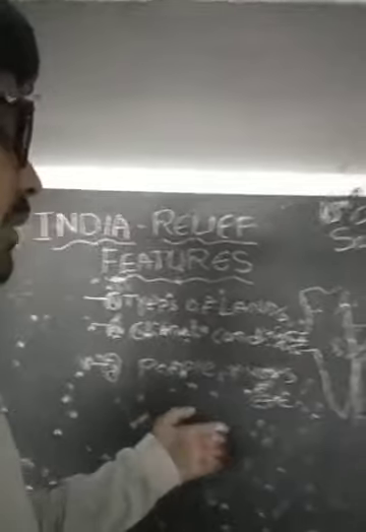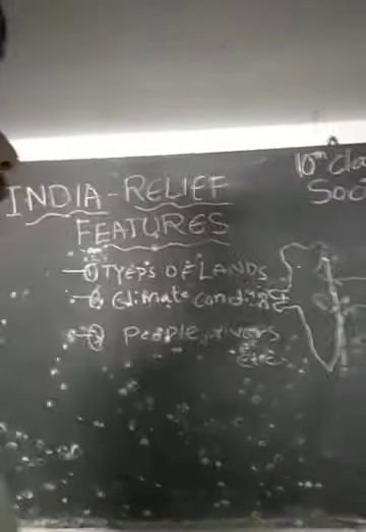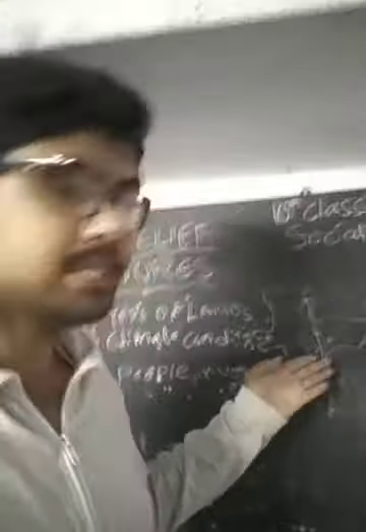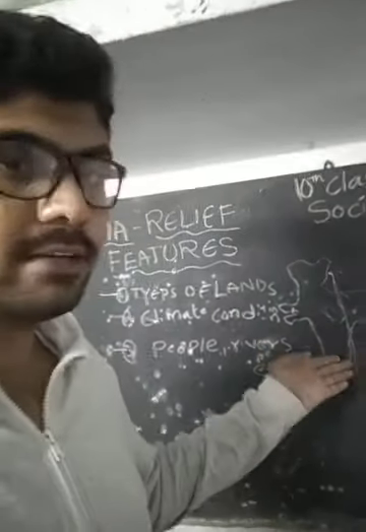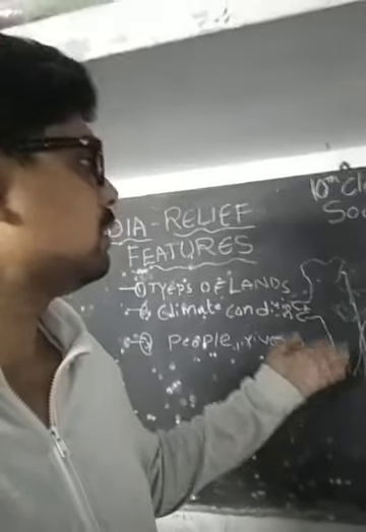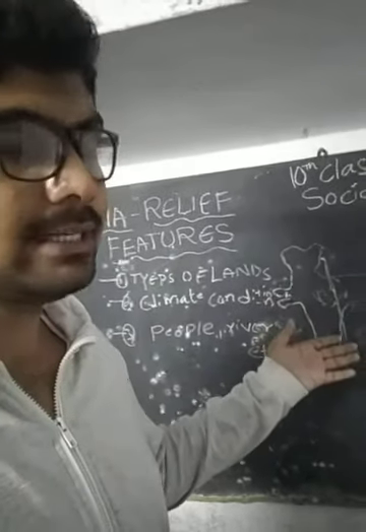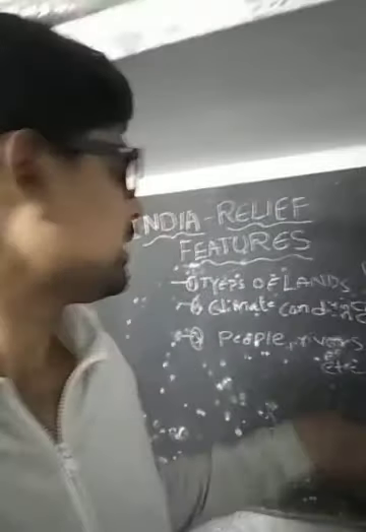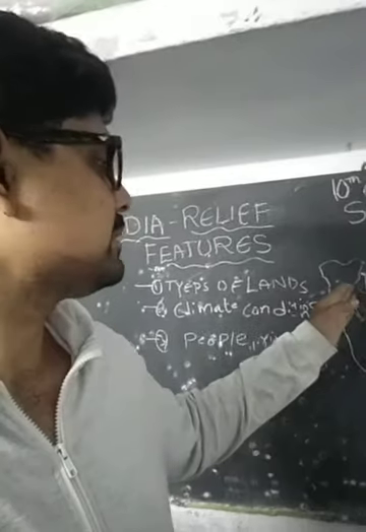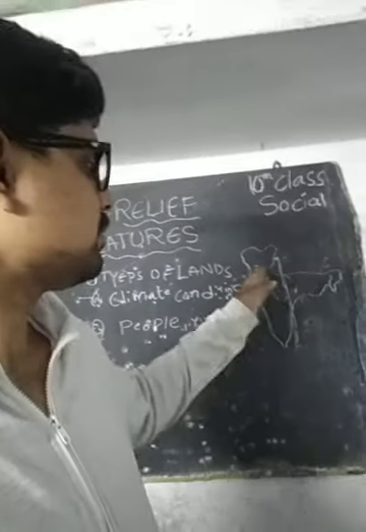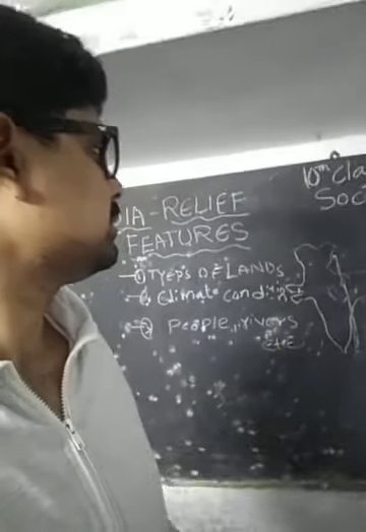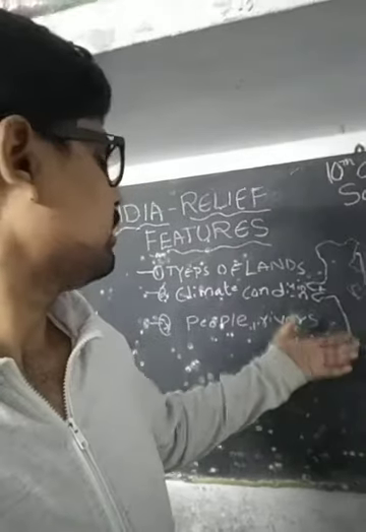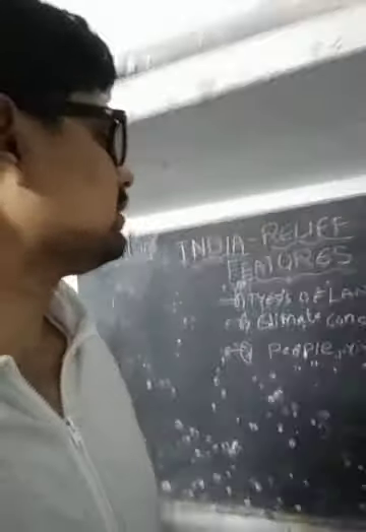Coming to people, we can see different kinds of peoples in India, like language wise, traditional wise, culture wise, religious wise, food habitation wise, settlements wise, etc. And coming to water resources, we can see rivers from north to south, and these are the relief features of India. So these are the relief features.